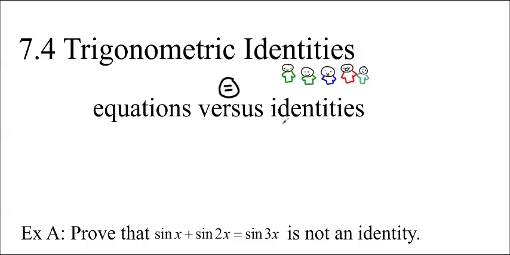The first thing that we're going to do is define an identity. So an identity has an equal sign, but it's not an equation. An equation is only sometimes true, whereas an identity is always true.